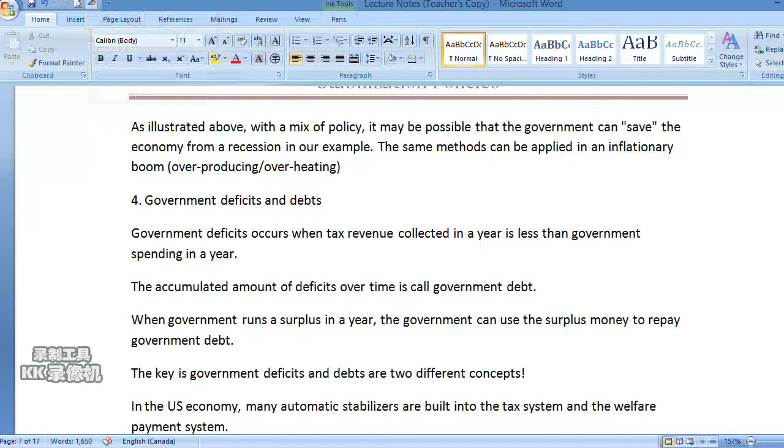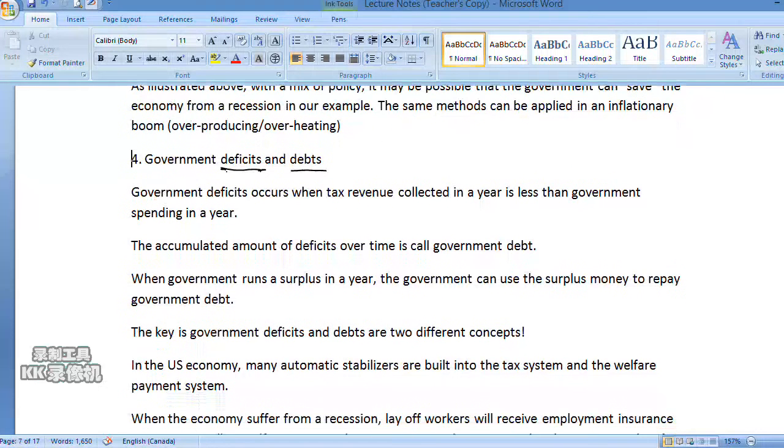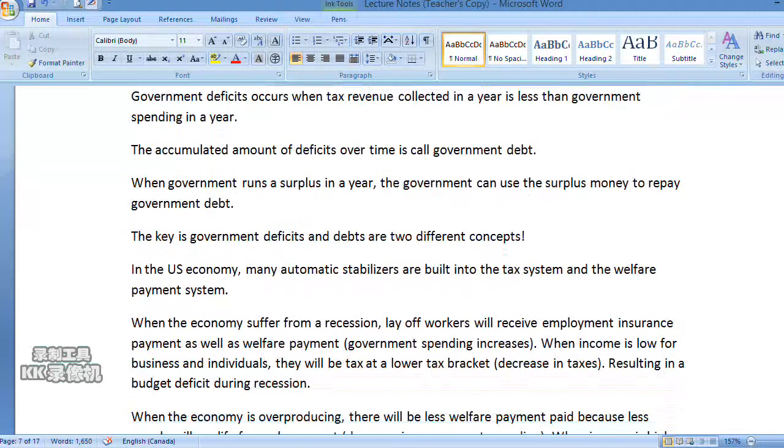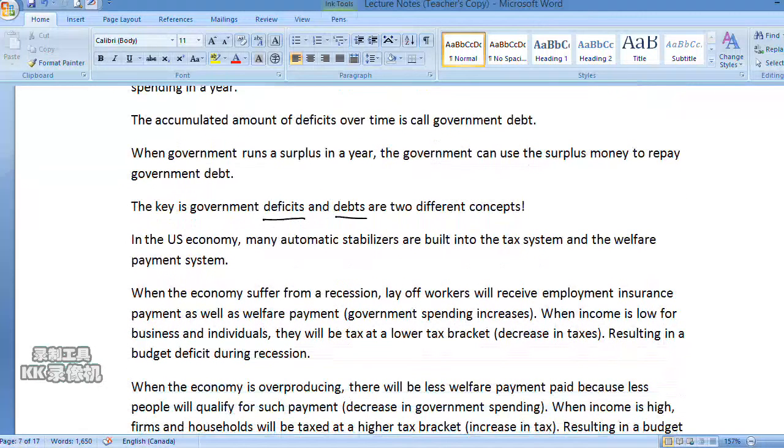So government deficits and debt, they are totally two different things. So deficit is accounted for yearly, and debt is really the accumulated amount of previous deficits. So a government deficit occurs when tax revenue collected in a year is less than government spending, and the accumulated amount of deficit over time is called the government debt. When government wants a surplus in a year, the government can use the surplus money to repay previous government debt. So the key is deficit and debt are two different concepts.